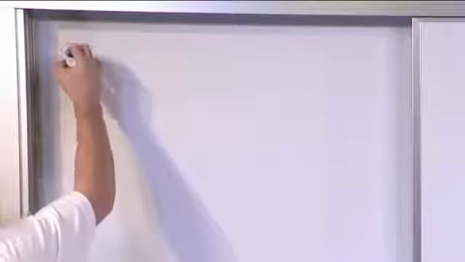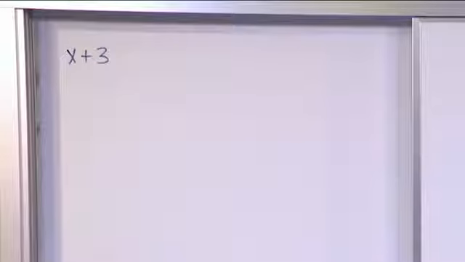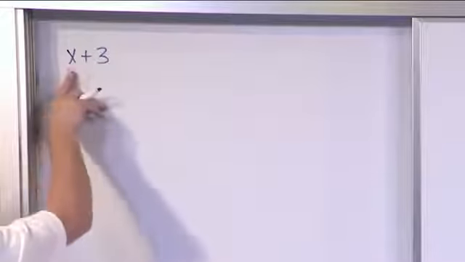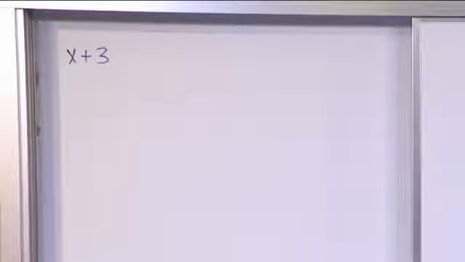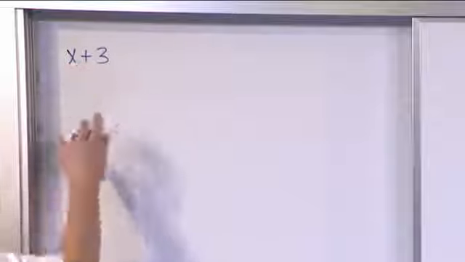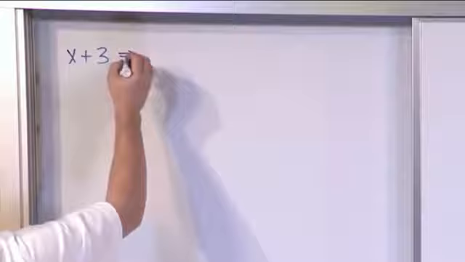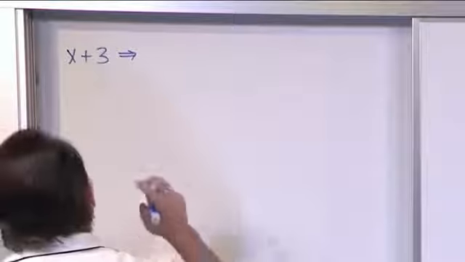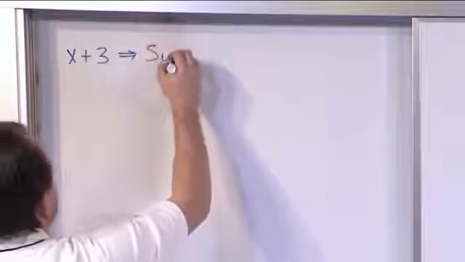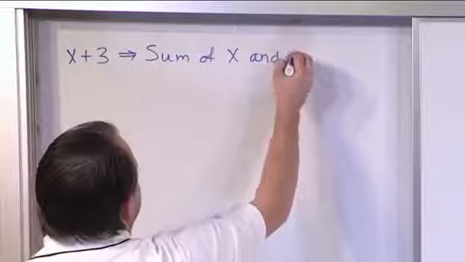So if you see something like x plus 3, remember x is a variable. I don't know what x is. x could be 2, x could be 5, x could be negative 3. It doesn't matter. I don't know what x is. It's just something. I represent it by a letter because I don't know what it is. If I wanted to translate this to words, which a lot of times you'll have to do when you're doing word problems in algebra, then what you might see is something like the sum of x and 3.